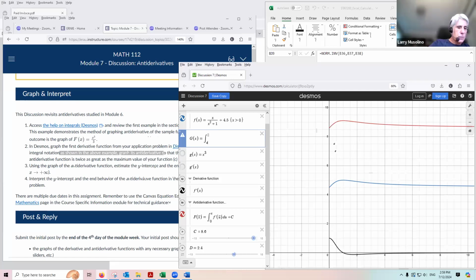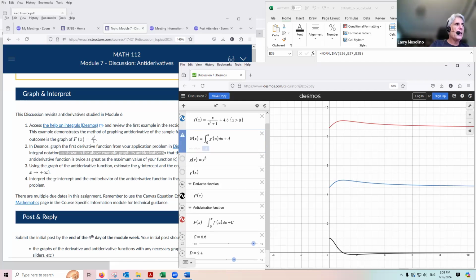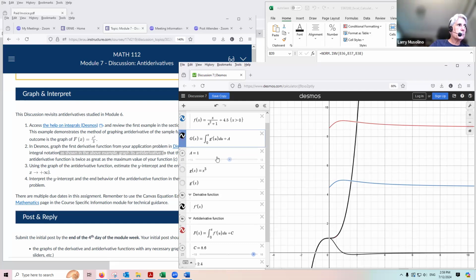Okay? And then I would just put here 0 as the lower bound, x as the upper bound, and then I could put here G prime of u du plus a constant. I'll use the constant a. And notice it says, do you want to add a slider? Say yes. And now you have a slider that you can modify.